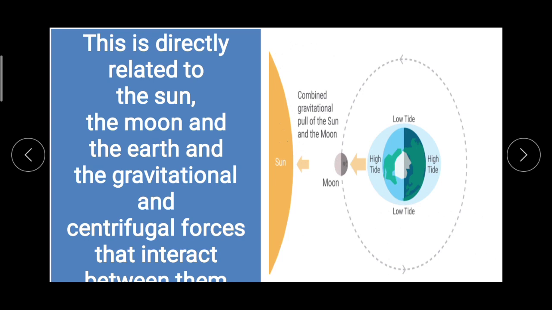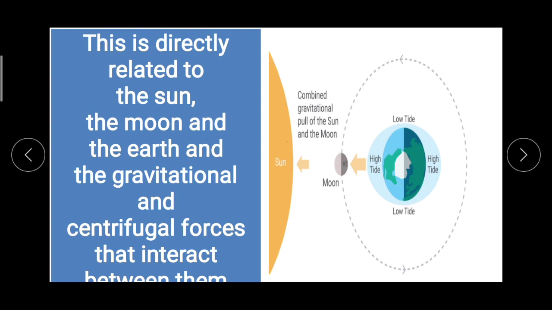and this is the result of, or is directly related to, the sun, the moon and the earth, and also the gravitational and centrifugal forces that interact between them. It means all these things, the sun, the moon and the earth, and also the gravitational and centrifugal forces, and the interaction between all these things causes tides.